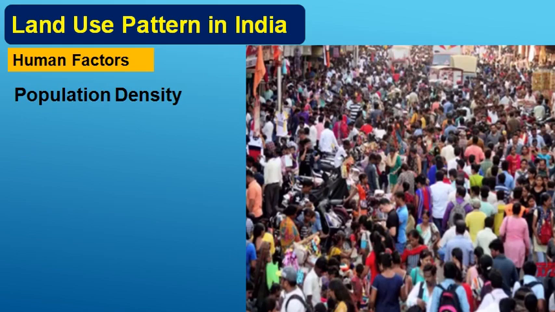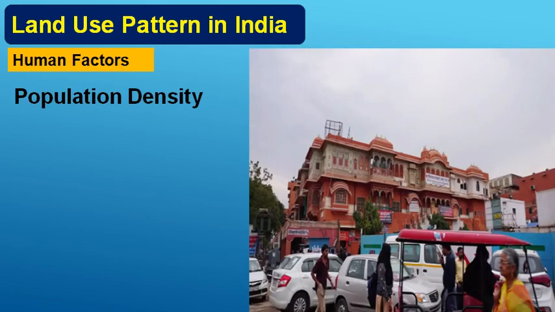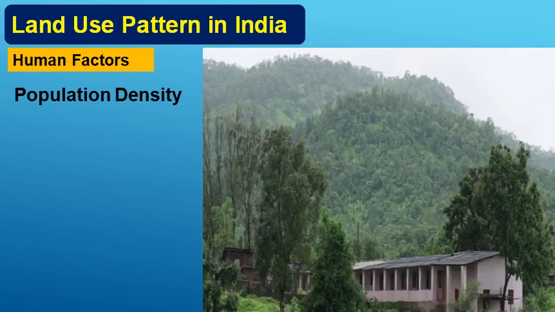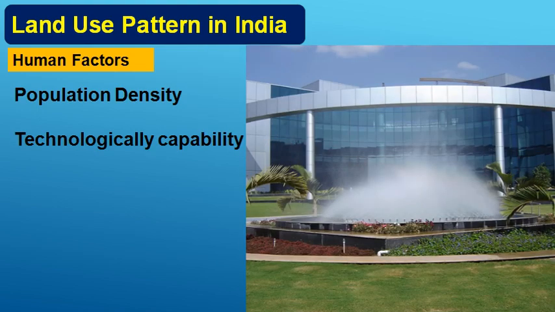The next factor is the human factors. One is population density. Different parts of the country have different densities of population. If you see the mountainous areas, the density is less, in cities the density is high, and in the plateau area the density is moderate. The next human factor is technological capabilities.